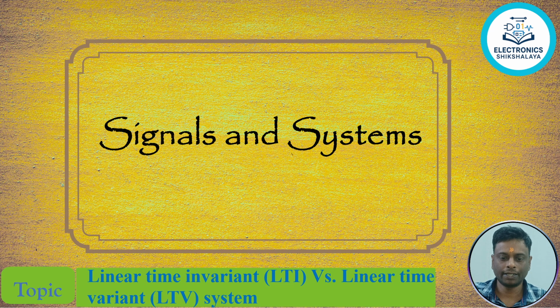So what is a linear time invariant system? A system that obeys the linearity as well as the time invariant property is known as a linear time invariant system. And if a system obeys the linearity and the time variant property of this discrete time system, then it is the LTV system, the linear time variant system. Okay, so let us see in detail.